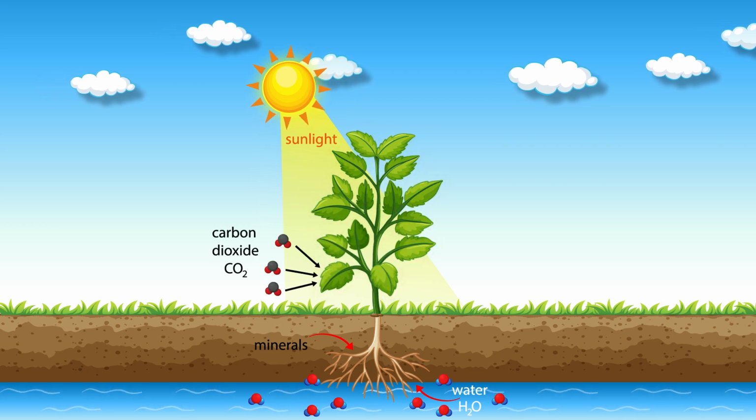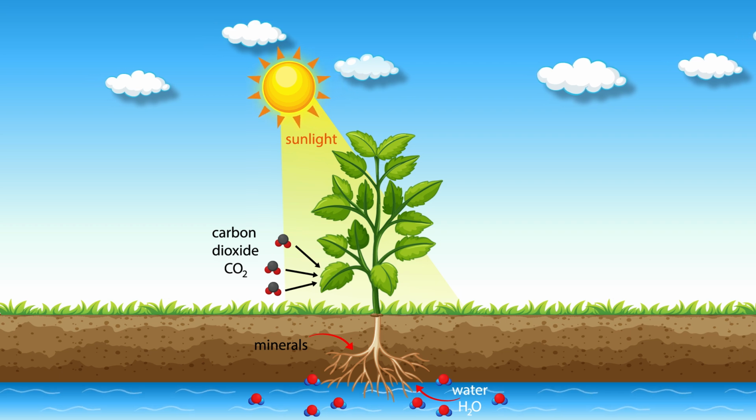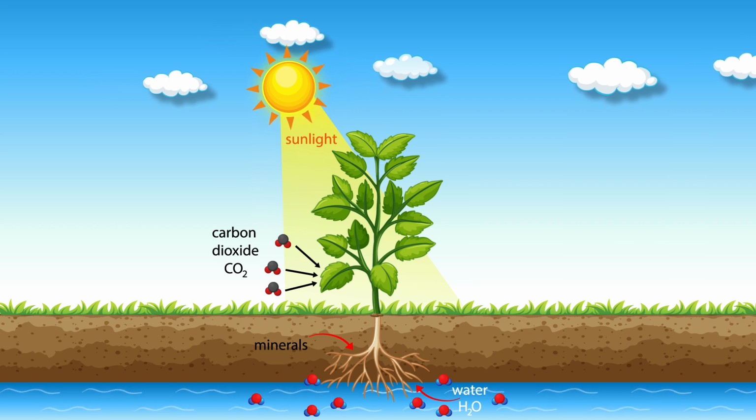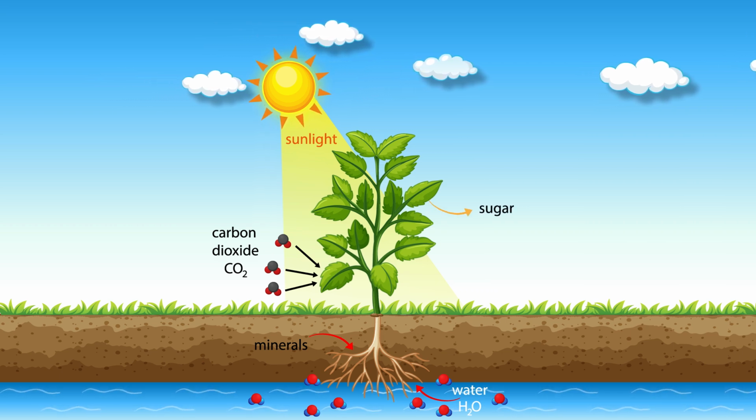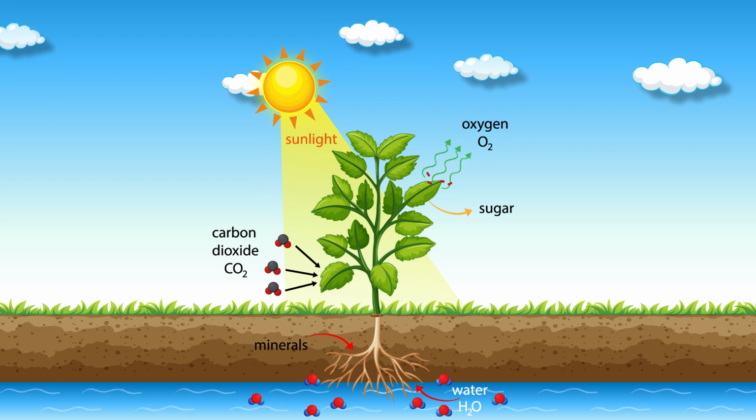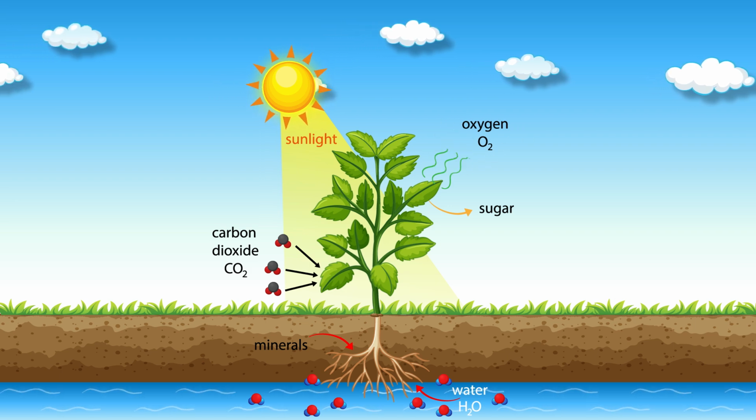Describing the vital process where plants use sunlight, water, and carbon dioxide to create their food, sugars, and release oxygen, forming the basis of most life on Earth.